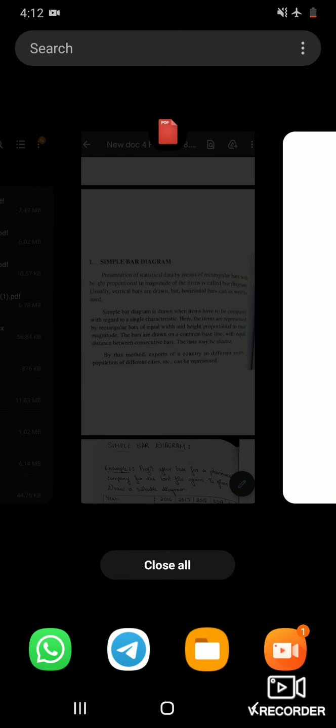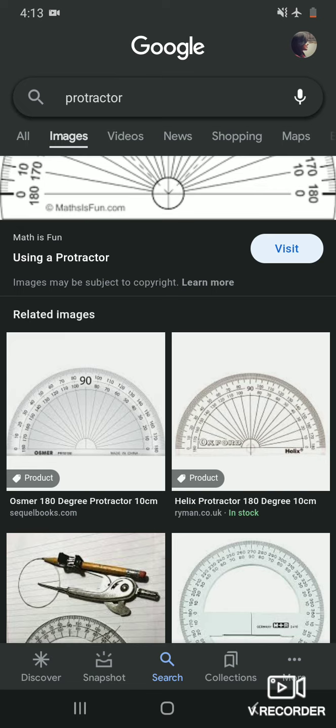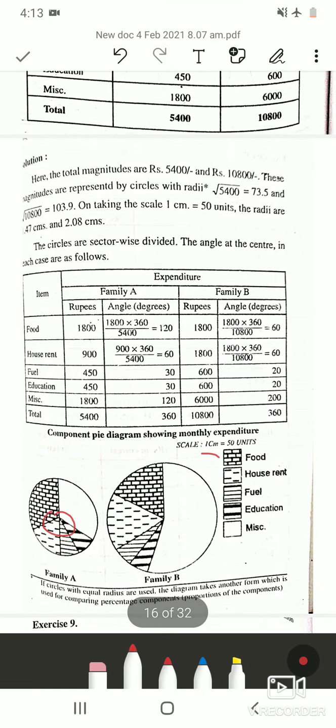Keep the protractor so that its midpoint touches the middle point of the circle. I'll just show you, this is how a protractor looks. This is the middle point and there will be a straight line. You have to keep your protractor like this, so this line should join the line on the protractor. From there, mark the first component, which is 120. Wherever the 120 is, mark it and join it with a straight line.